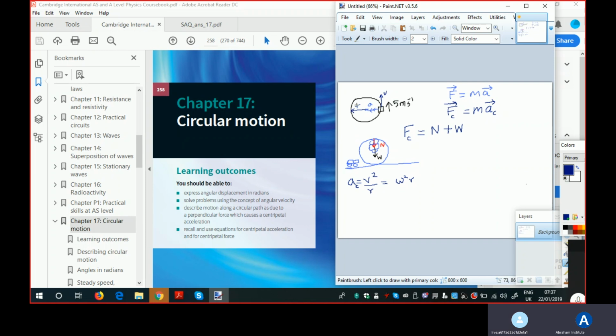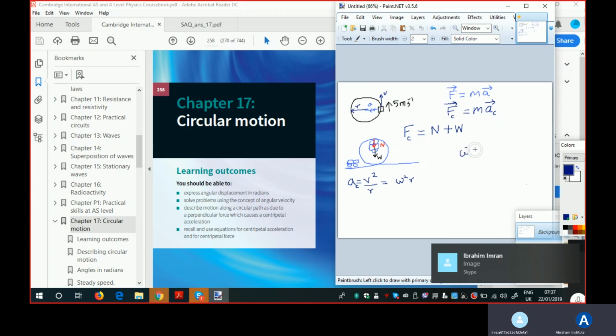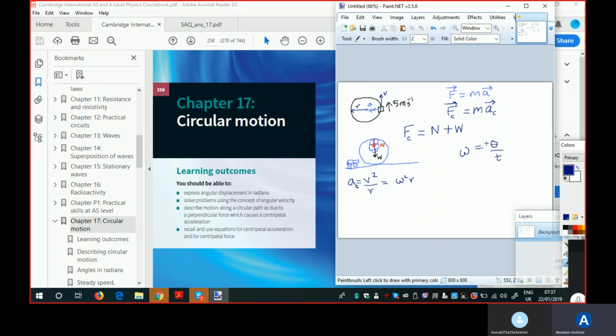Say, for example, this is moving. There is another equation for this, and we will learn that here. Omega is equal to theta over t. So this theta, we can say delta theta over delta t. Delta theta over delta t is how much of the angle is covered in a unit time.